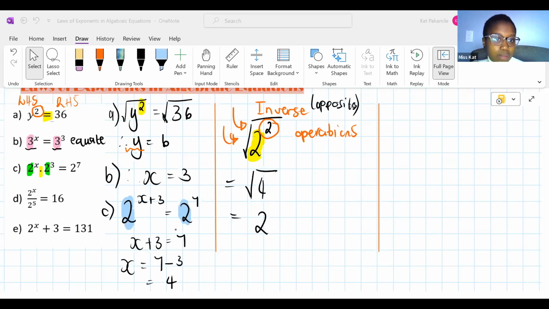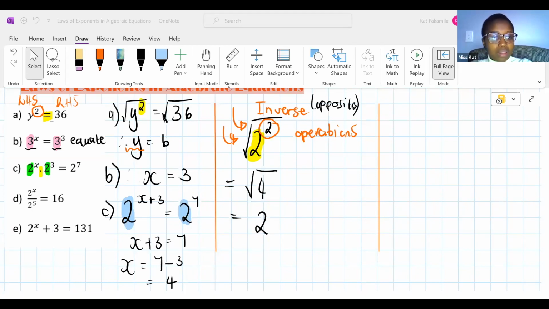So look at B. Can you see B? Yes. So B says 3 to the power of x. We use x because we don't know what's there. So 3 to the power of something, a number, is the same as 3 to the power of 3. You see that? Yes. That means that something has to equal 3. Do you understand? Yes. Because if the bases are the same, we have a 3 on this side, we have a 3 on that side, then the exponents have to be the same. You get it? Yes.